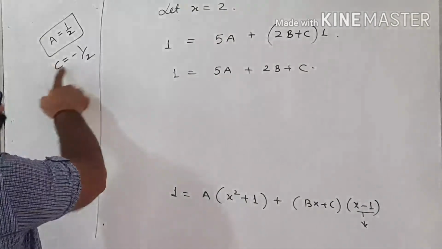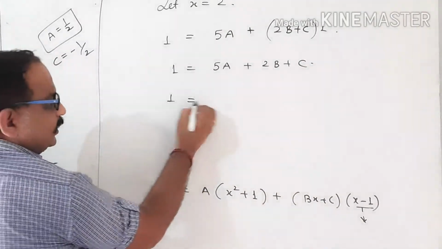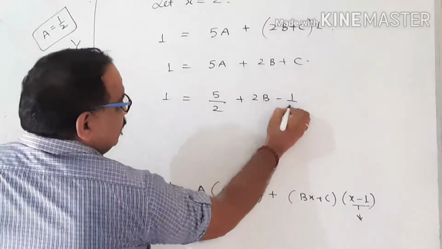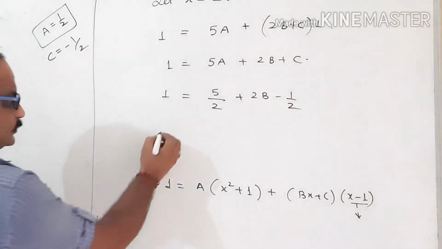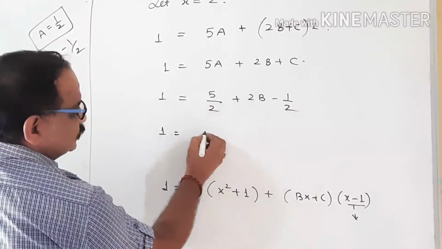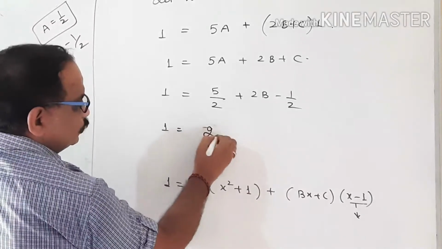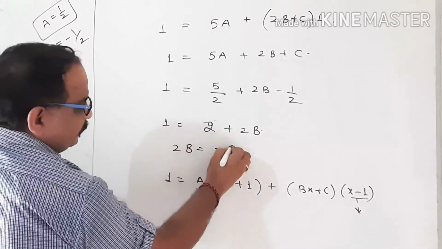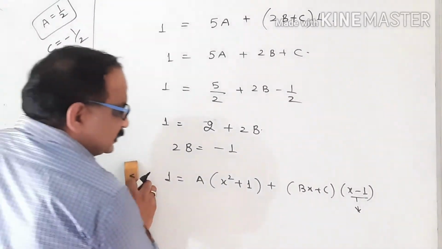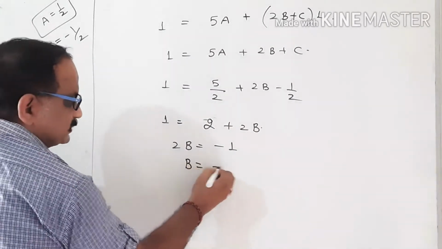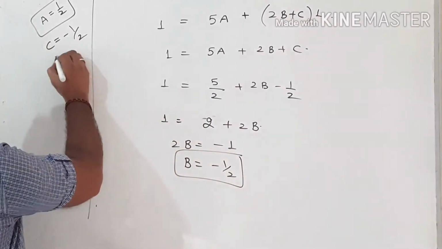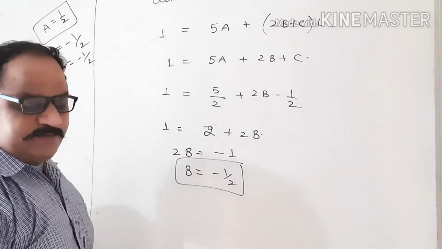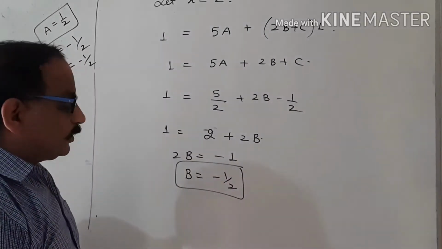Now we can substitute these two values in place of a and c. In place of a, I am putting 1 by 2. In place of b, we have to calculate. In place of c, there is minus 1 by 2. So just simplify: 5 by 2 minus 1 by 2 becomes 4 by 2, that means 2. And plus 2b. We can transpose that, so 2b equals minus 1, and b again comes to minus half. So in the same pattern, we are able to get the values of a, b and c, and we did the job for partial fractions.